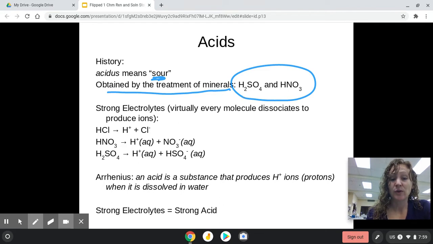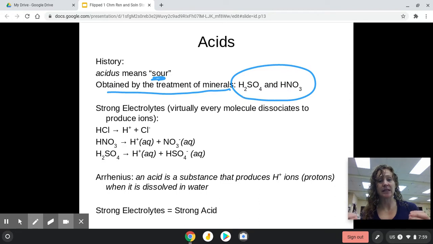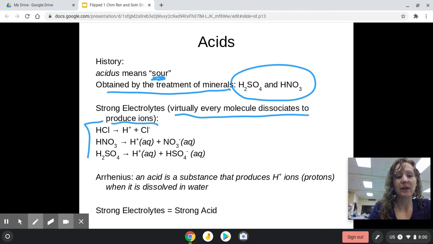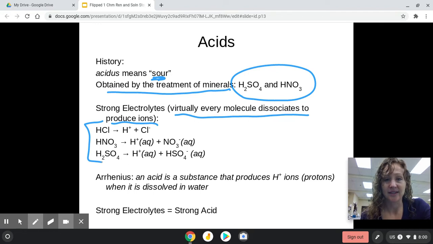Okay, so strong acids dissociate completely in water. That is the definition of what a strong acid is. You put the acid into water, it dissociates completely into ions. Virtually every molecule dissociates to produce ions. Now, there's a list of strong acids that you should have memorized. That was in your summer homework, but we can go over this again.